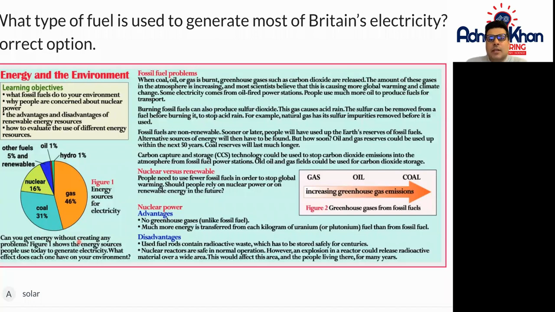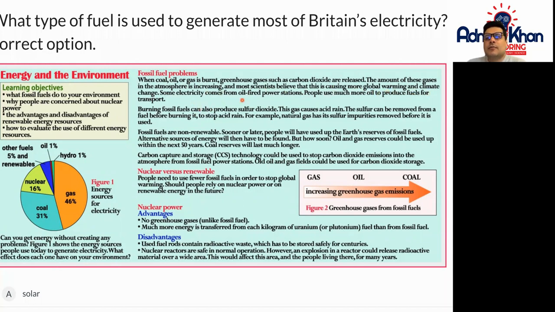Can you get energy without creating any problems? Figure 1 shows the energy sources people use today to generate electricity. What effect does each one have on your environment? That's something to consider. The problems with fossil fuels: when coal, oil, or gas is burnt, greenhouse gases such as carbon dioxide are released. The amount of these gases in the atmosphere is increasing, and most scientists believe that this is causing more global warming and climate change.